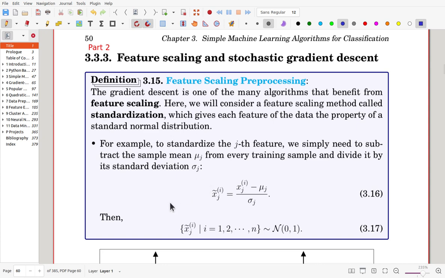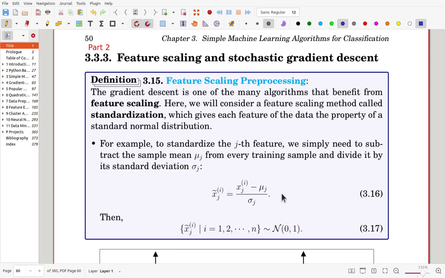For each feature, the jth feature, we compute the mean and variance, and for the feature column, we apply this operation. Then each feature will follow a normal distribution with variance 1.